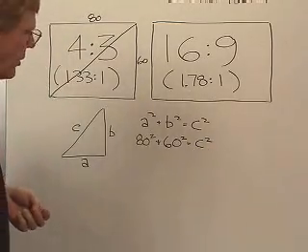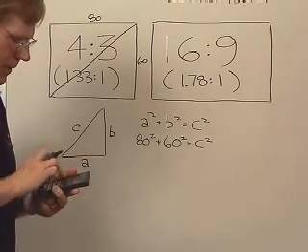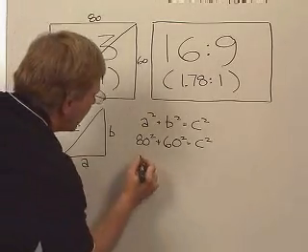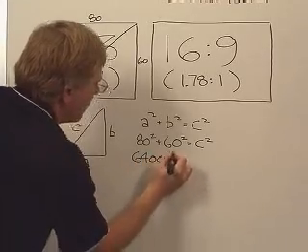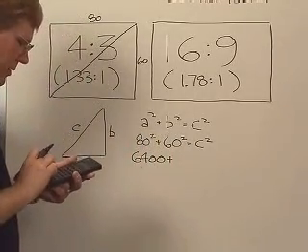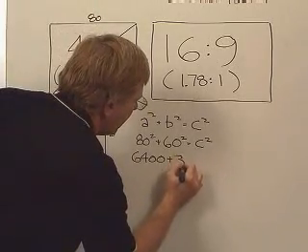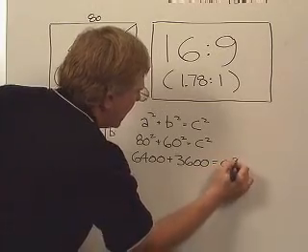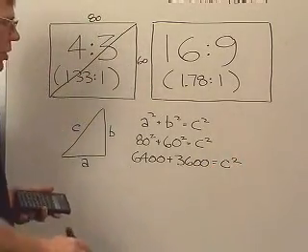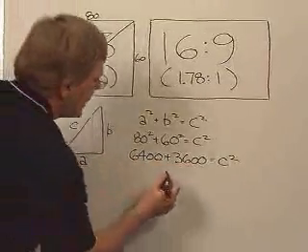So we can take our calculator now, and 80 squared is 6,400 plus 60 squared is 3,600 is going to equal C squared. So now we're going to add our 6,400 to our 3,600, and that's going to give us 10,000.